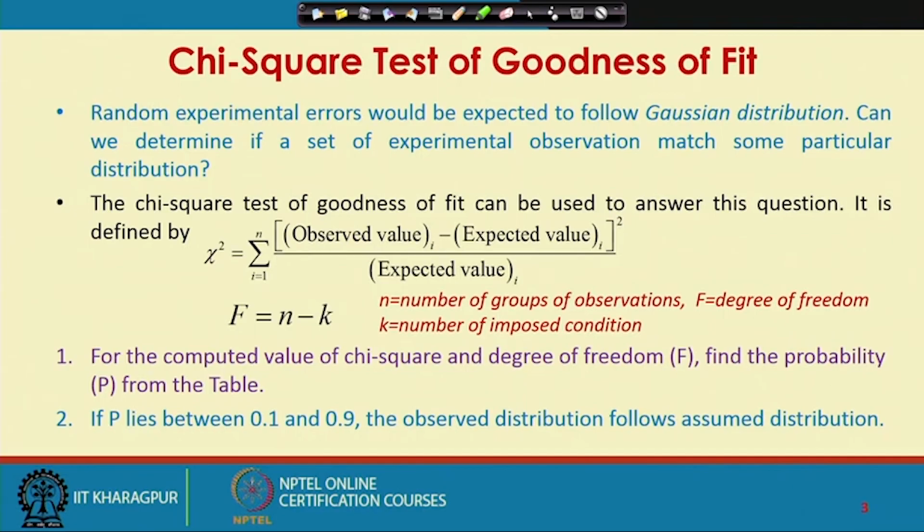So, what is done is you find the chi-square value from the set of data. In principle, if chi-square equals 0, the distribution in the data is equal to the distribution that you have assumed. A large value of chi-square means there is deviation or departure from the assumed distribution. So, the data does not follow exactly the distribution that you have assumed for a large value of chi-square.